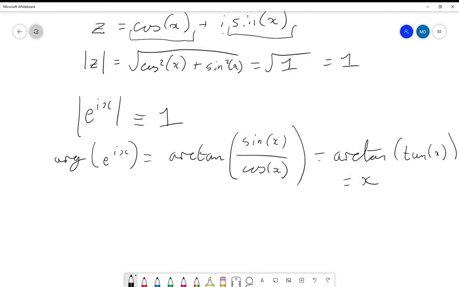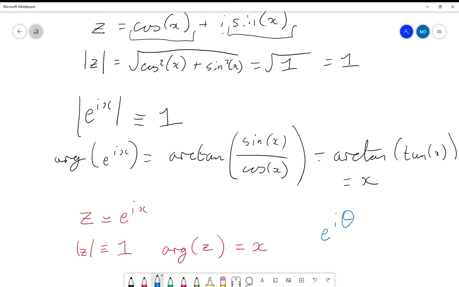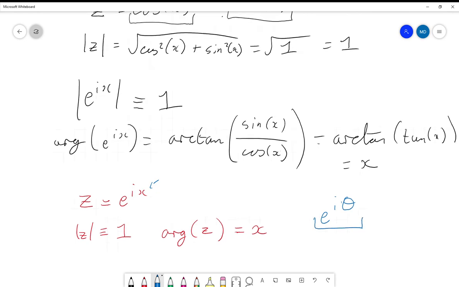So, if we have a complex number of the form z equals e to the ix, then the modulus of z is always 1, and the argument of z is just equal to the x we had at the top, which leads us to suggest maybe we should write it as e to the i theta instead, because this x value here is an angle. It's the angle it makes in the Argand diagram with 0. And then that leads us a little bit further.